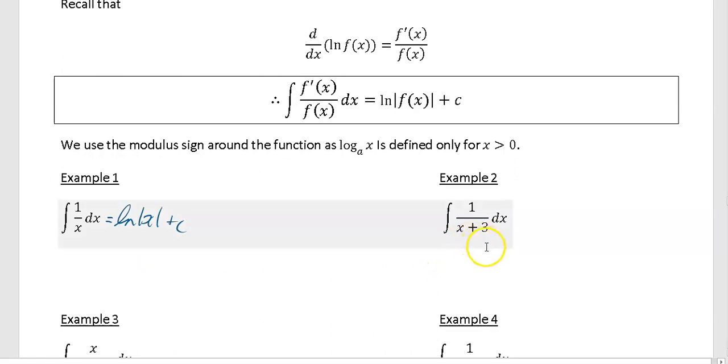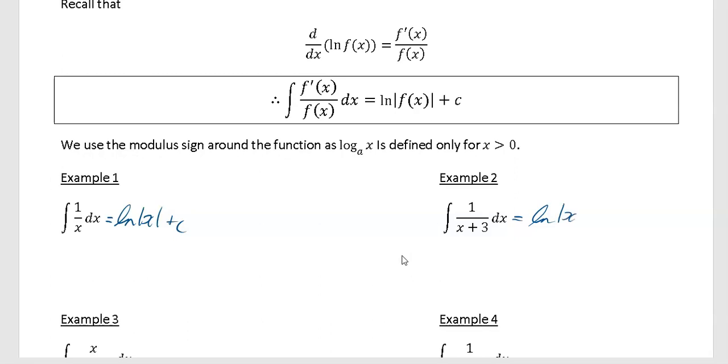In this one, have a look at it and think, what do you get when you differentiate the bottom line? If you differentiate x plus 3, it gives you just 1. So you're actually in this form, f dash of x over f of x. So when you integrate, all you're going to get is ln of modulus of x plus 3. You do need the modulus, and then remember your constant of integration, c.